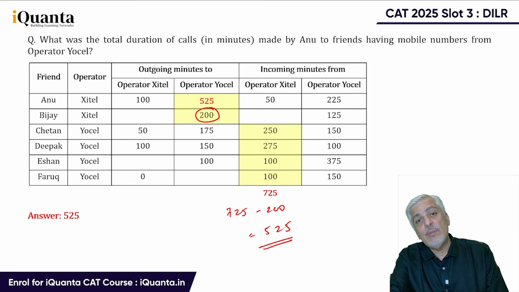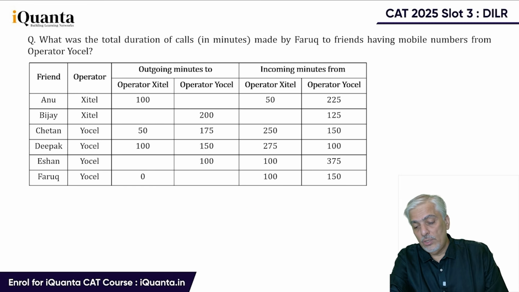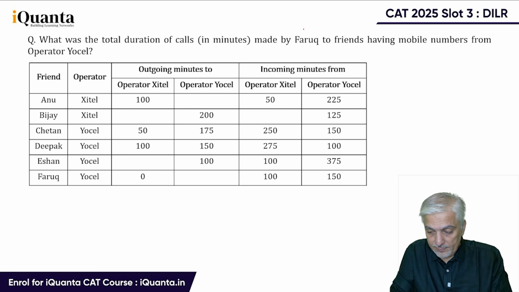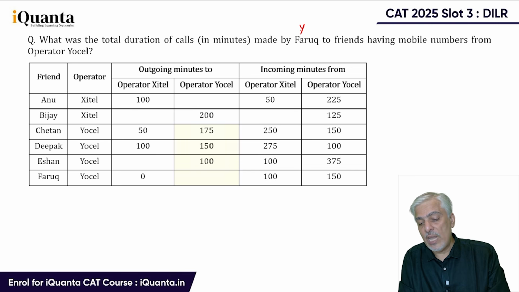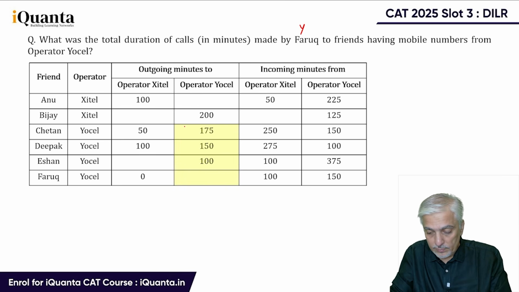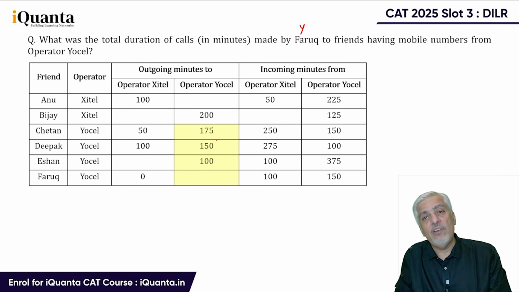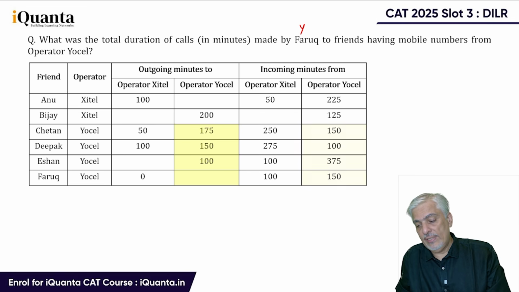Now, how many people when they looked at the set first time thought that it was such an easy thing? 2 questions already done. Third one, total duration of calls made by Farooq to friends having mobile number Y. Now, Farooq is Y and they're calling to Y. Now, pay attention. That means now we will look at these 4. All Y's calling to Y. So, calling to these people. Who calls to whom is unimportant. We are just bothered with the total.